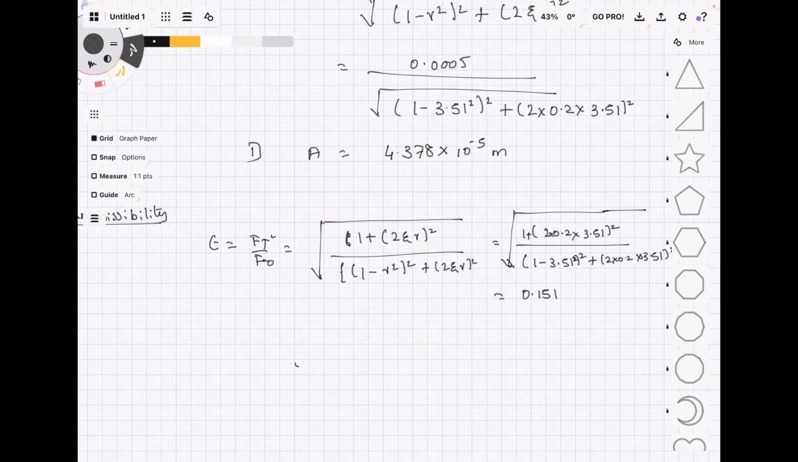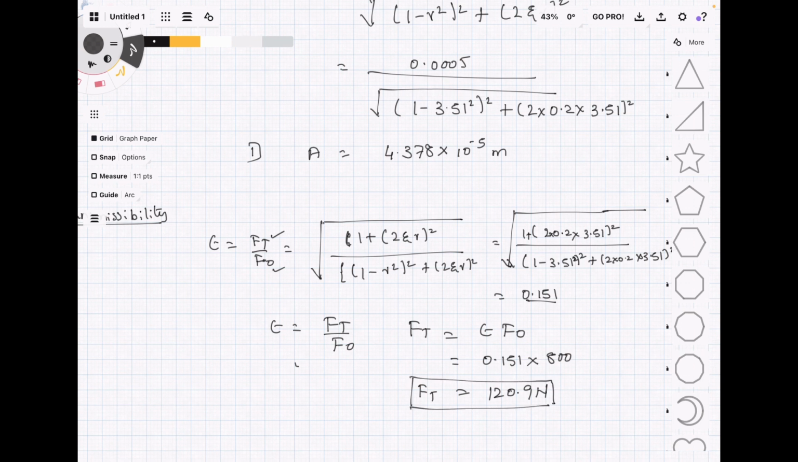Next, they have asked to find out the force transmitted. See, this is the force transmitted, this is the applied force, and this is the transmissibility ratio. So epsilon is nothing but ft by f naught. If you want to find out ft, it should be equal to epsilon into f naught. In this case it is 0.151 into f naught, which is 800 Newton. So you will be getting around 120.9 Newton. This will be the value for ft.